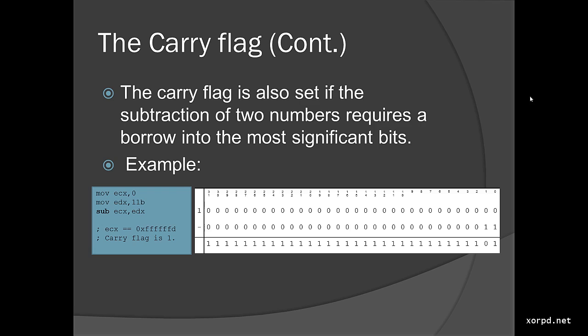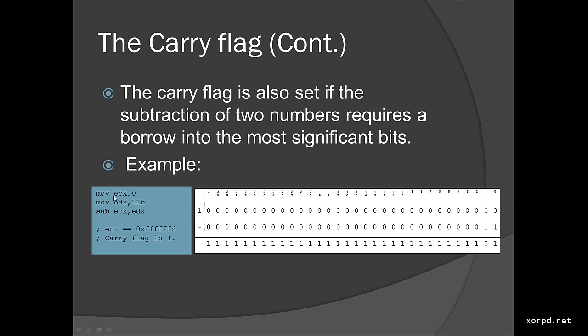Let's talk about subtraction. The carry flag is also set if the subtraction of two numbers requires a borrow from the most significant bits. For example, here we have three instructions.